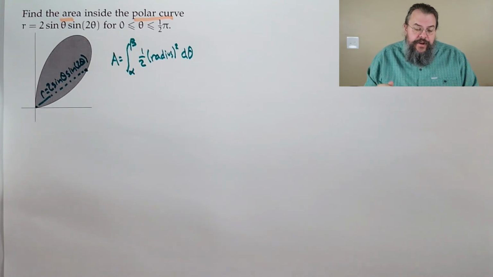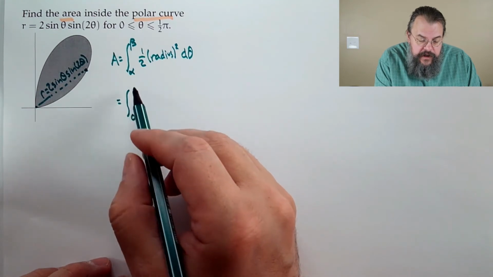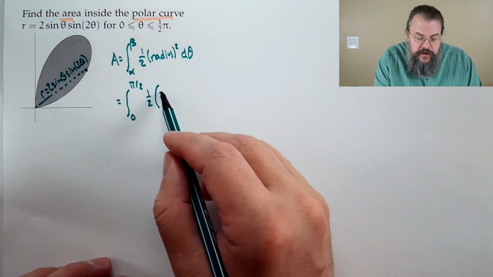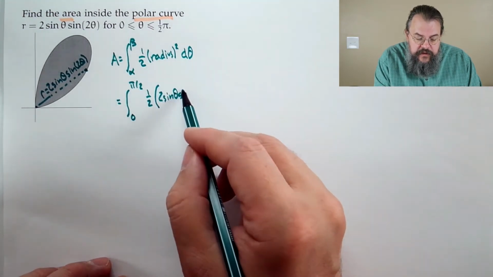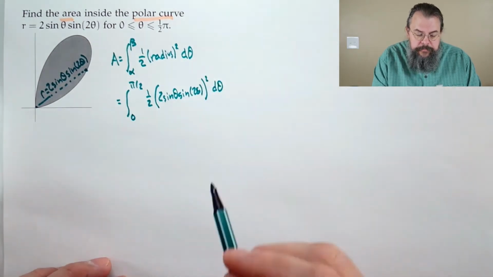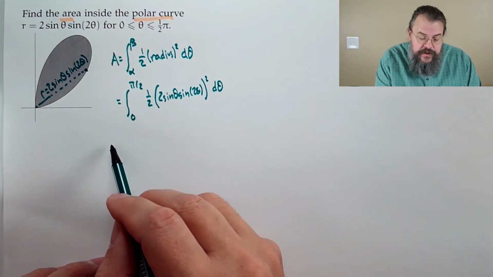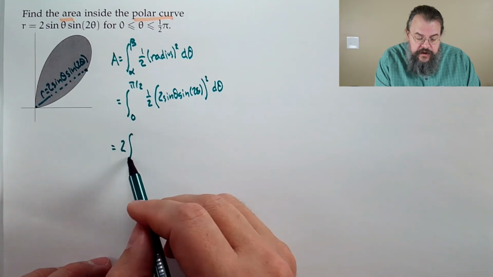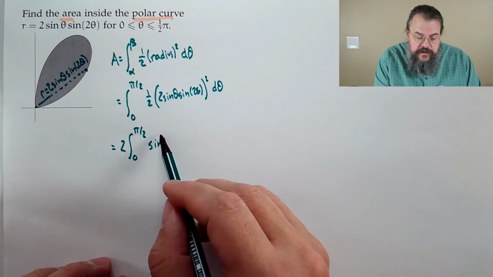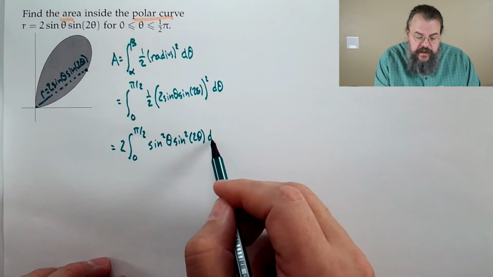Say, okay, great. Well, so what does this become? For us, it becomes the integral from 0 to pi over 2 of 1/2 times 2 sine 2 theta, squared, d theta. Well, 1/2 times 2 squared makes it 2. So we have a 2 times the integral from 0 to pi over 2. And then we have the two terms, sine squared theta, sine squared 2 theta, d theta.